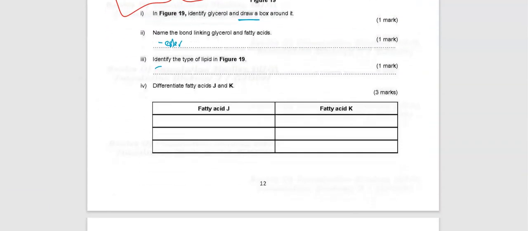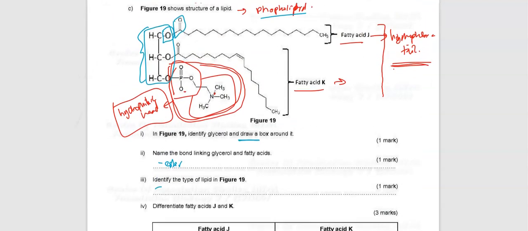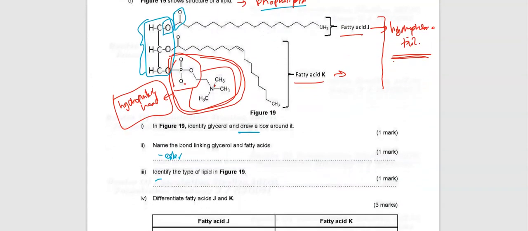And then differentiate fatty acid J and K. If you look at the structure of J and K carefully, you notice that the structure of fatty acid J is a straight molecule. A straight molecule of fatty acid is actually a type of saturated fatty acid.